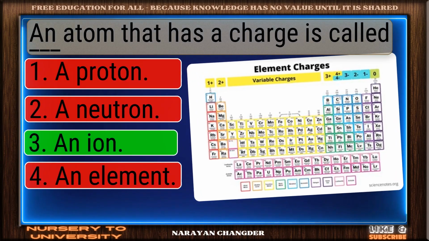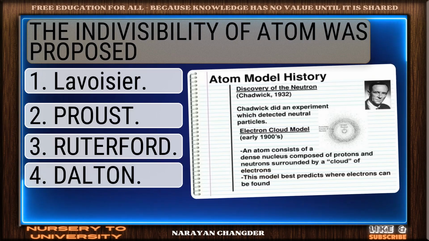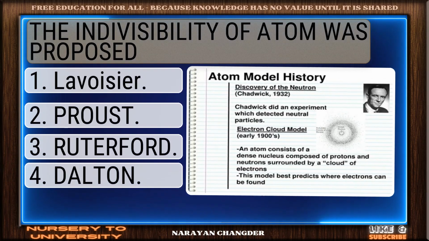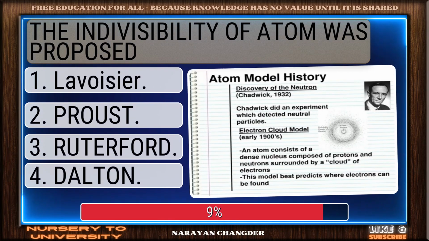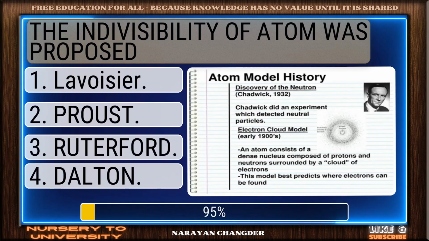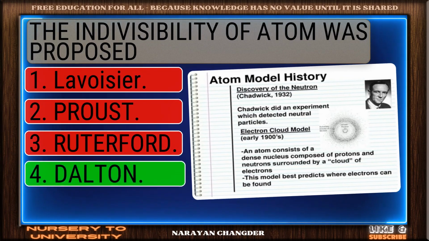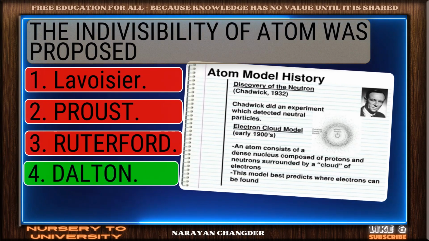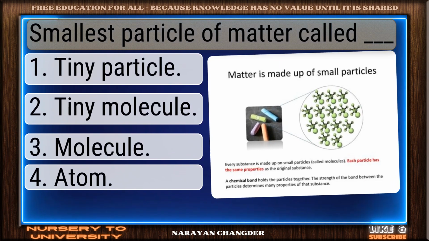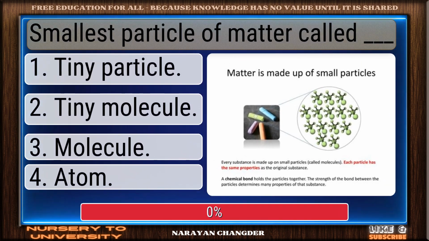Valid point. An ion is true. Question number 193. The indivisibility of the atom was proposed by? Correct response. Dalton is the most accurate answer. Question number 194. The smallest particle of matter is called dash.